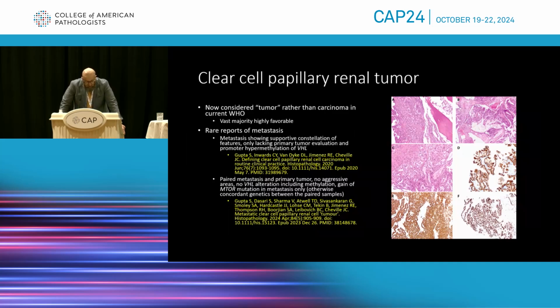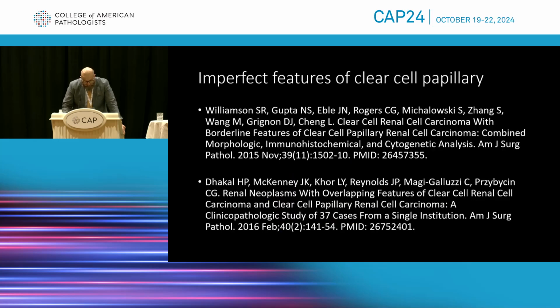So clear cell papillary tumor is now considered a tumor rather than carcinoma in the WHO, since it has very, very favorable behavior. You may have seen, though, that there are possible rare reports of metastases. Both of the most convincing reports of possible metastases come from the Mayo Clinic, from Sean Gupta and colleagues. And so it remains uncertain if this is a tumor that's usually benign but can rarely metastasize, or if these rare examples are something else that is mimicking a clear cell papillary tumor.